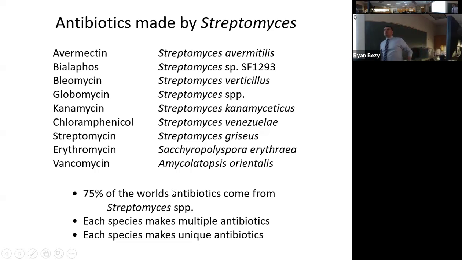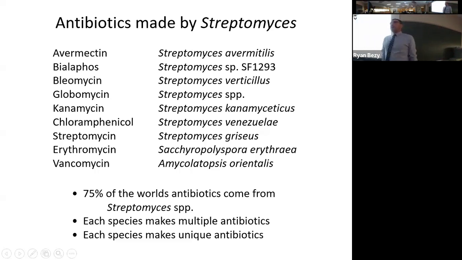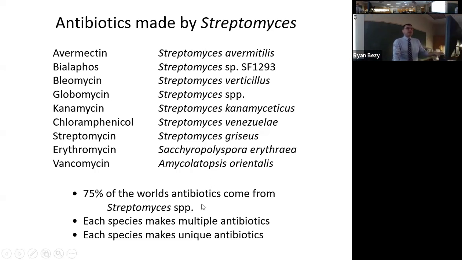Okay, so there's a lot of research on this guy. There's a lot of attempts to find new Streptomyces species that might be making new antibiotics. Each different species of Streptomyces often makes multiple antibiotics. Each species often makes its own unique version of antibiotics. For instance, Streptomyces avermitilis makes avermectin. It's actually named after the antibiotic it made. Okay, questions about that?